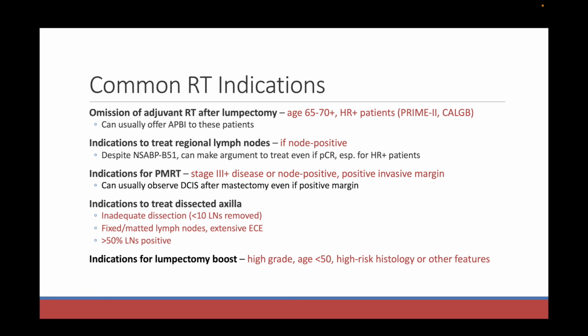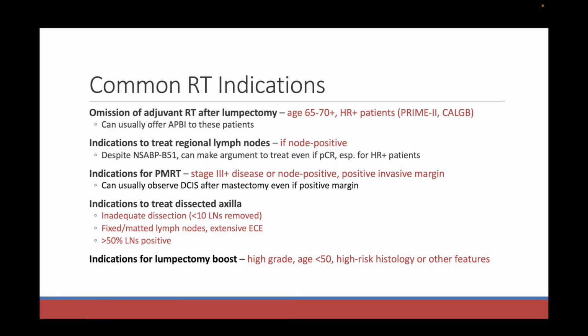Are there situations where we can omit adjuvant radiation after a lumpectomy? Yes, we can omit radiation for patients that are older with hormone positive HER2 negative disease. So patients that are 65 to 70 years old, hormone positive HER2 negative disease. We have data based on the PRIME2 and CALGB 9343 studies, and we're expanding some of those criteria with ongoing studies to see if maybe even younger patients that have favorable hormone positive early stage disease can omit radiation.